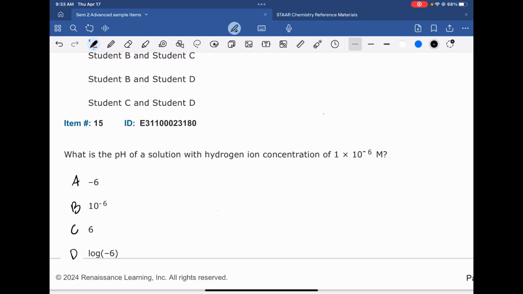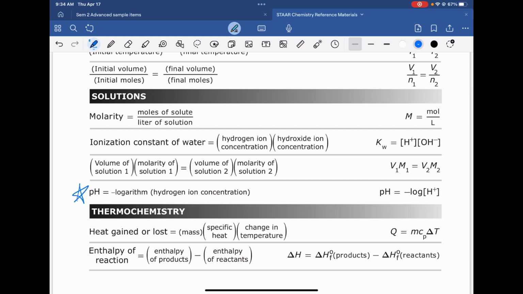Okay, let's go ahead and get started with question number 15. It reads, what is the pH of a solution with a hydrogen ion concentration of 1 times 10 to the negative 6 molarity? Because this question is asking us to solve for the pH of a solution at 1 times 10 to the negative 6 molarity, you are going to use your pH equation. That's going to be pH equals negative logarithm times your hydrogen ion concentration, and this is what we're looking for.